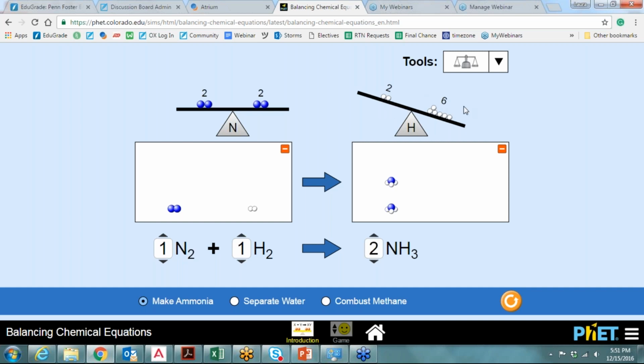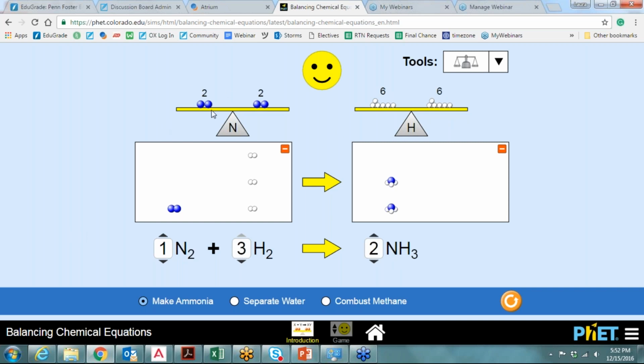Well, we can't get rid of any of these from the 6 side because this is our formula, NH3. If we get rid of any of these hydrogens, then we're also getting rid of nitrogen. We just balanced those out, so we don't want to do that. So our other option is to go back here to the reactants and add some more. So let's make them balanced. Okay, still not balanced. And now we're balanced. Okay, so now we've balanced everything out.